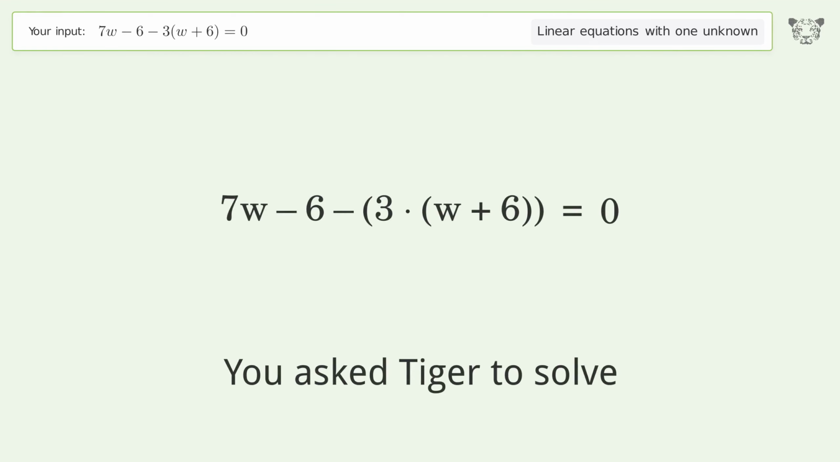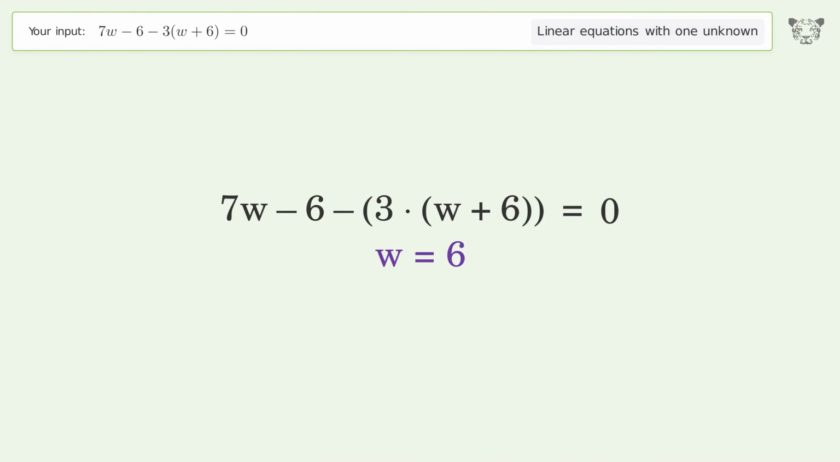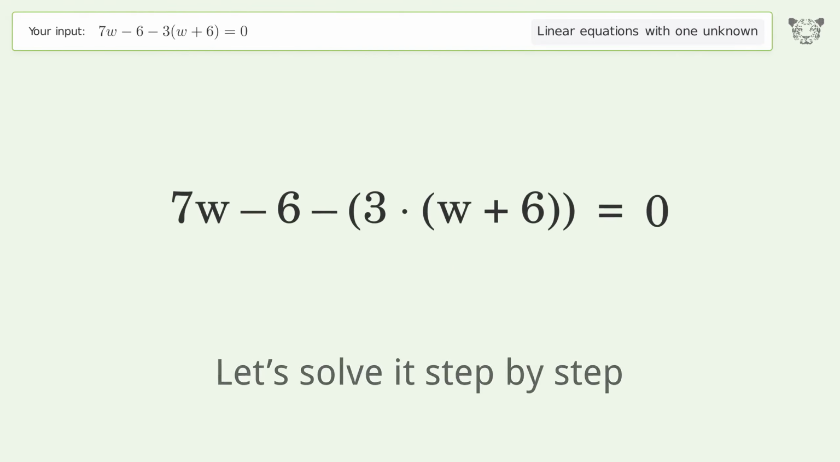You ask Tiger to solve this. This deals with linear equations with one unknown. The final result is w equals 6. Let's solve it step by step.